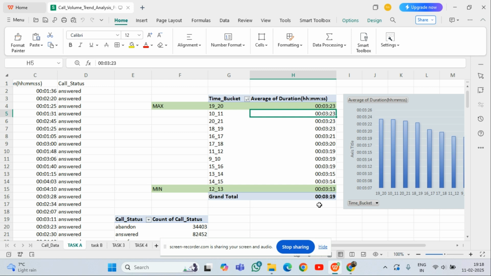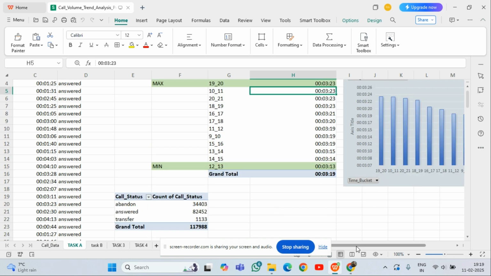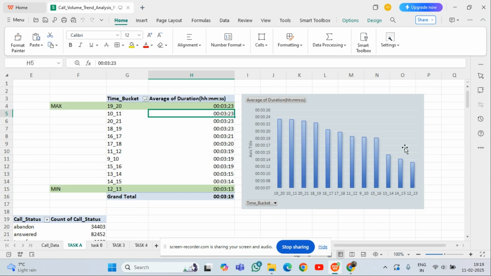The total average time of each and every bucket will be 3 minutes and 19 seconds, which is almost equal to 199 seconds. And this will be the graph. You can just use a simple column chart, and this is going to be the graph for this. You can highlight the maximum and minimum.